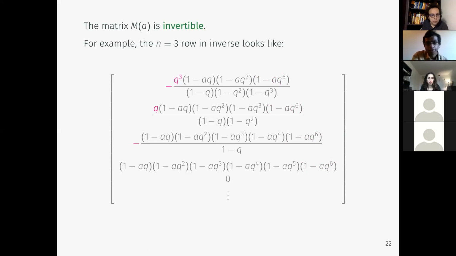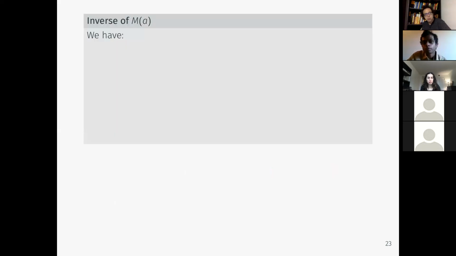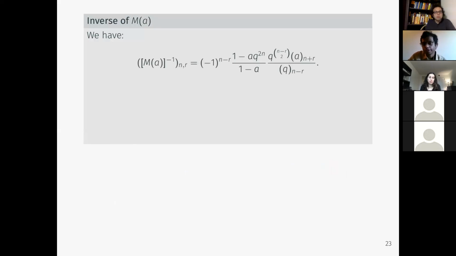And then there are alternating plus and minus signs that you see in the front. Then you see a Pochhammer in the numerator, a Pochhammer in the denominator, and then there are zeros all the way. It's again a triangular matrix, because we are inverting a triangular matrix. So there is a formula for it. If you look at it hard enough, you'll immediately see it: the alternating minus signs, q to the binomial, Pochhammers, 1 minus a q to the 2n, and whatnot.